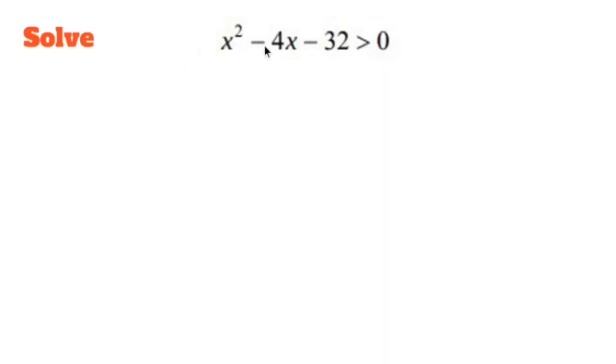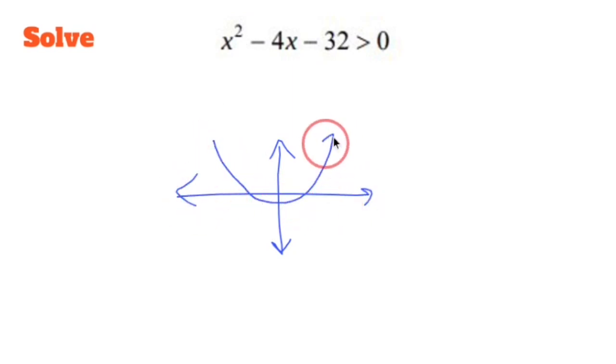Solve x squared minus 4x minus 32 has got to be greater than 0. Okay, this is an inequality. Now, I don't know exactly what this picture is going to look like, but let's just take some arbitrary thing. I know this opens upward. And let's just say that my picture looks like this. Okay, let's just make believe. Who knows what this looks like?